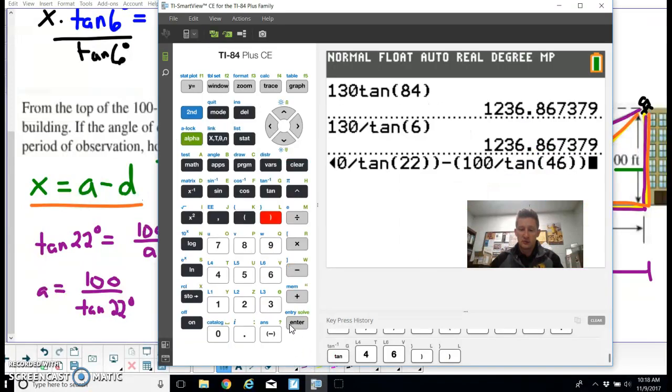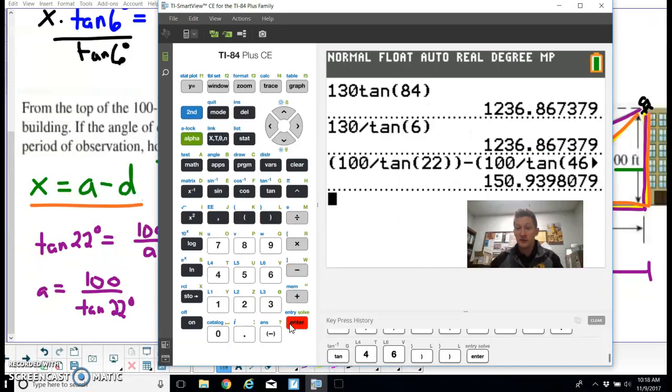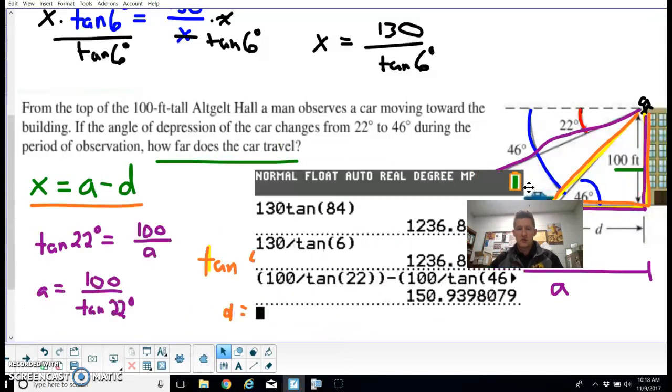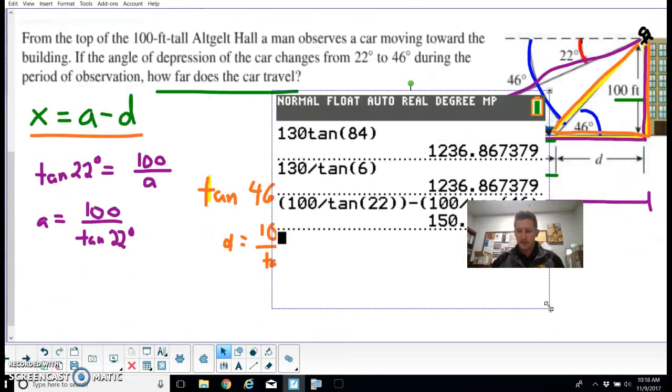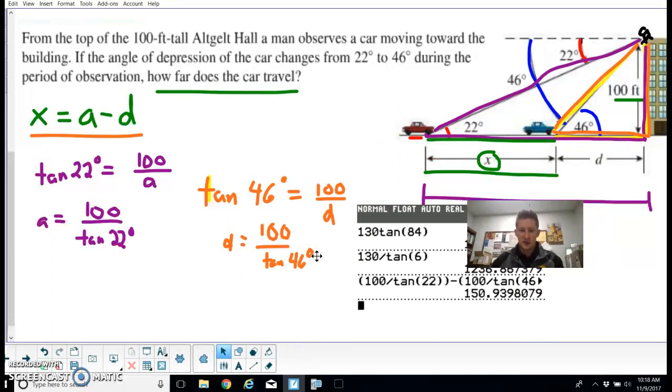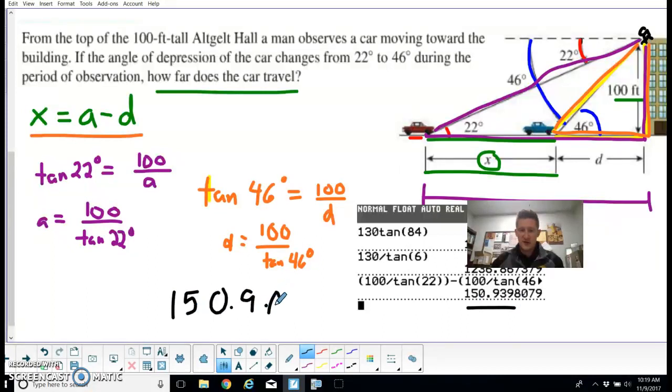So when I hit enter, ta-da, I get 150.9. We'll just round it to that, 150.9. So that would be my answer for X. That was taking this expression for D and subtracting it from this expression for A, letting my calculator do all that work for me, which gave me a final answer of 150.9 feet is the label again.